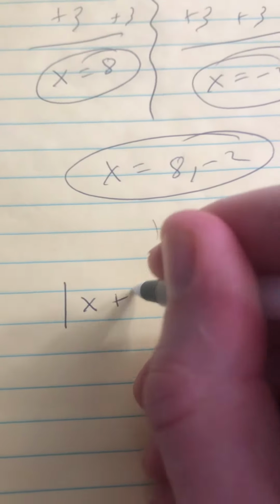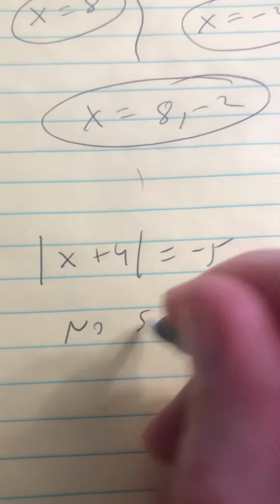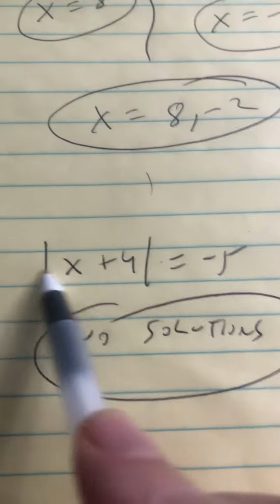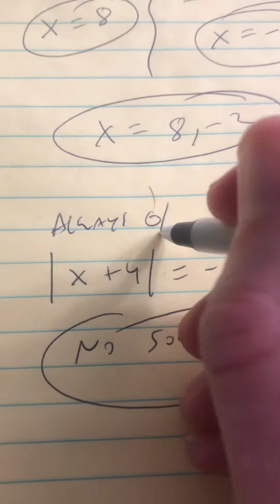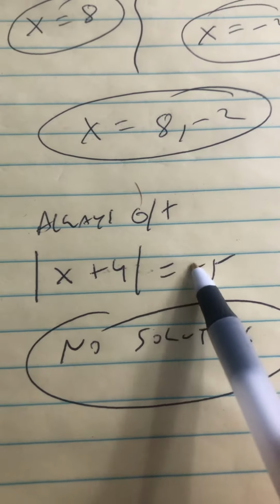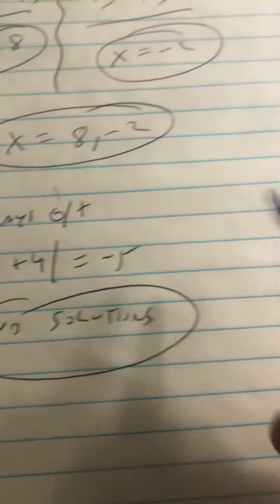Okay, now if you get something like this, let's say you get the absolute value of x plus 4 is equal to negative 5, that's going to be no solutions, right? And the reason it's no solutions is that when you take the absolute value of something, it's always going to be 0 or a positive, right? You can't, when you do the absolute value of something, it's always positive. So the absolute value of x plus 4 will never equal negative 5, right?